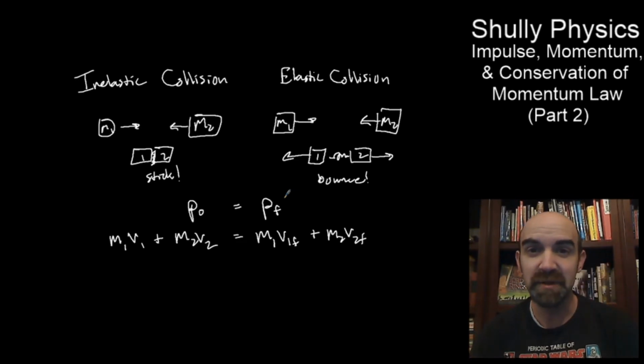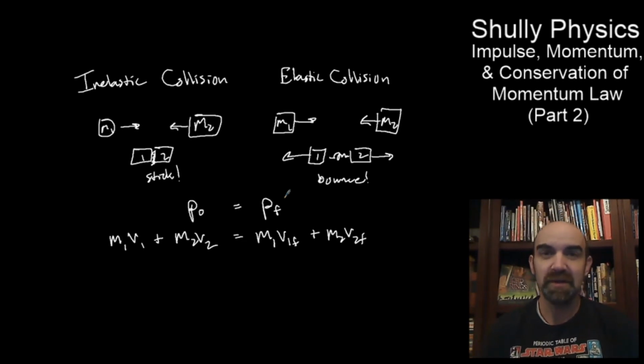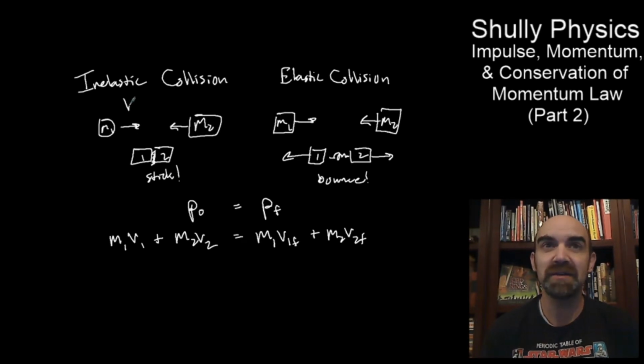Bigger masses mean they have a greater amount of inertia. And objects with more inertia tend to keep moving in the same direction more than objects with less inertial mass. All in all, what's this mean? For an inelastic collision, V1 final is the same as V2 final. And we can just call them VF.